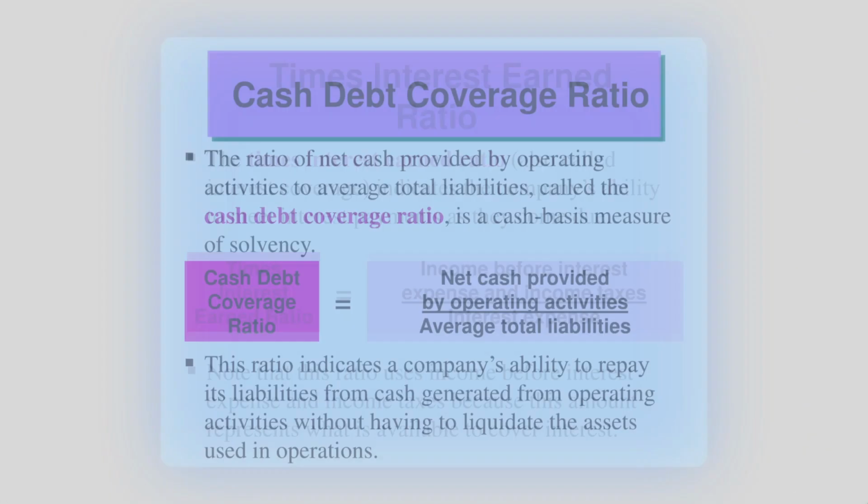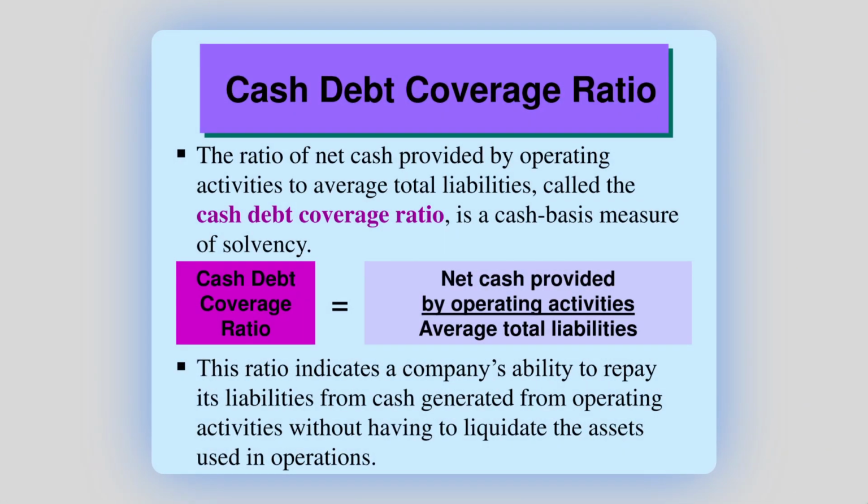Alright. We have also here your cash debt coverage ratio. This is the ratio of the net cash provided by operating activities to your average total liabilities, called the cash debt coverage ratio. It is the cash basis measure of solvency. Ano yung formula? Cash debt coverage ratio is net cash provided by operating activities in your cash flow divided by your average total liabilities.